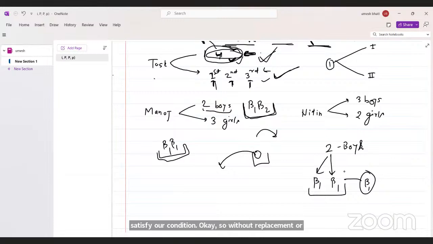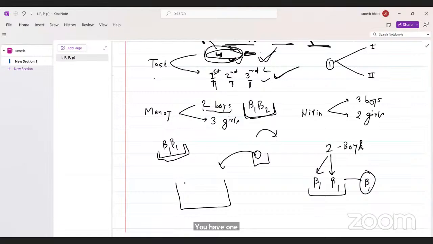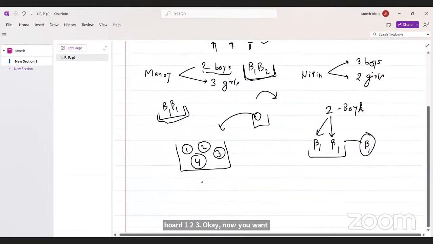Any doubt in this? Sir, not clear. Okay. You have one bucket in which balls numbered 1, 2, 3, 4 are there. Now you want to choose two balls.